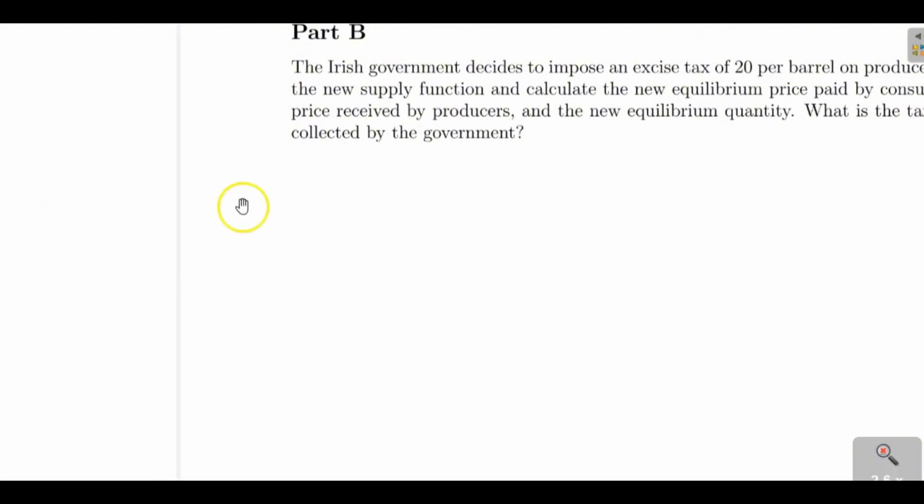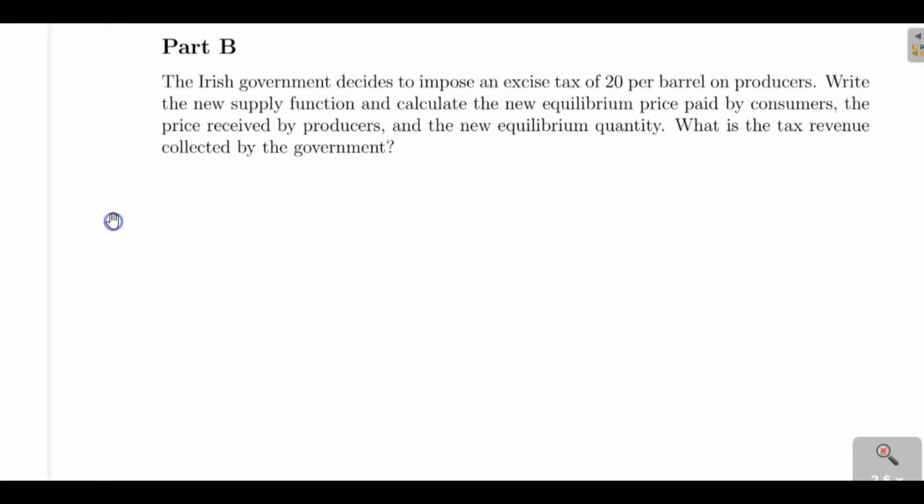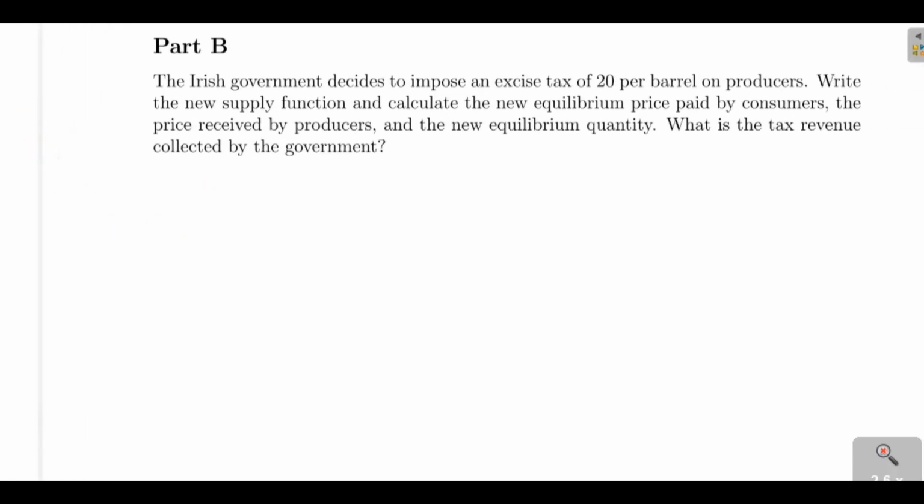A minute. I want to, yes. So this is part B. Part B says that the Irish government decides to impose an excise tax of 20 per barrel on producers. Write the new supply function, and calculate the new equilibrium price paid by consumers, the price received by producers, and the new equilibrium quantity. And also, what is the tax revenue collected by the government? Whoa, this is a tight one.